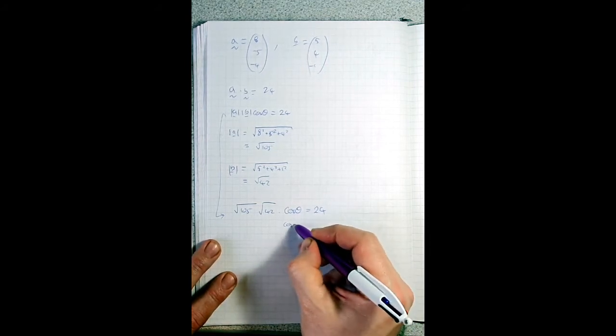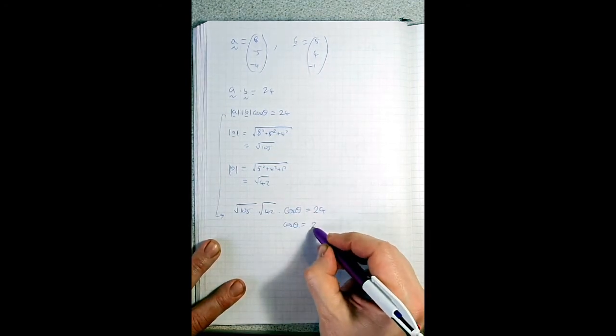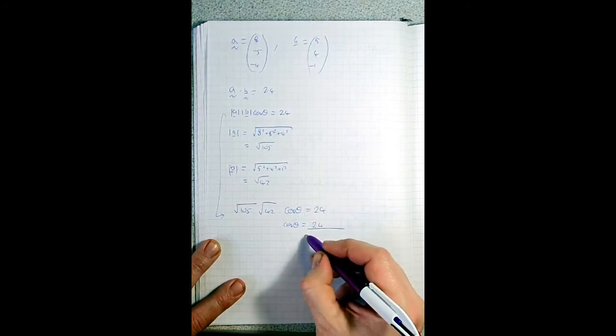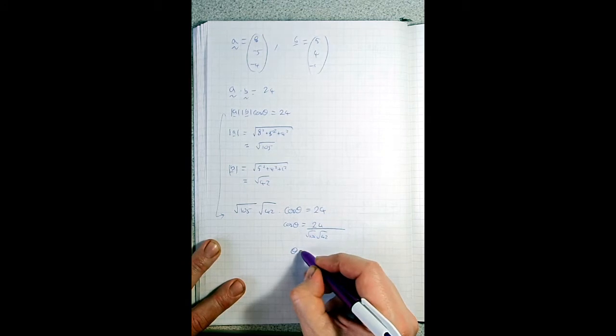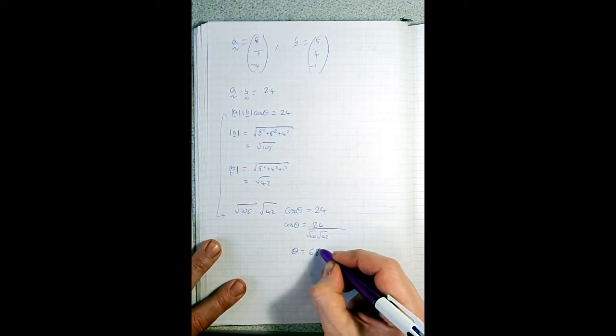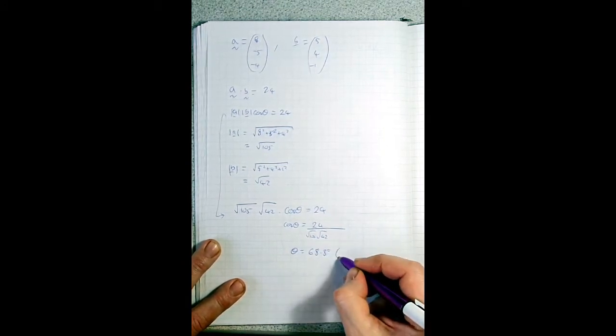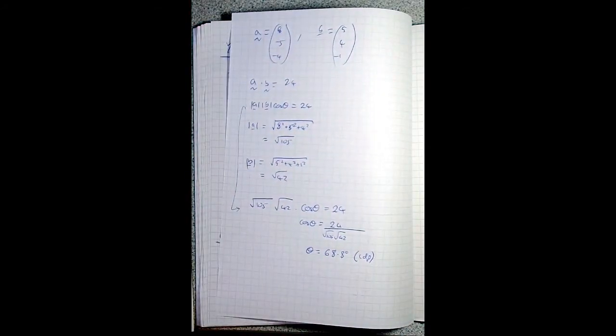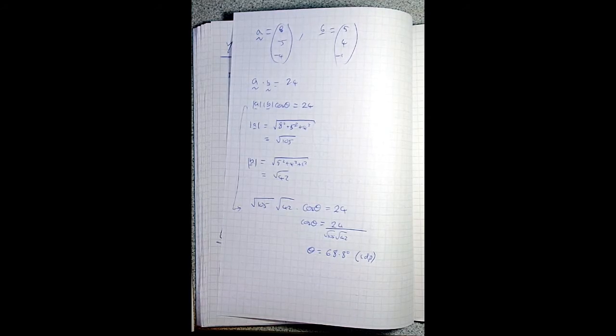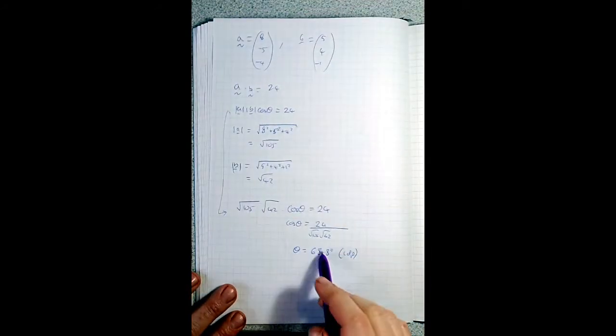So cos theta equals 24 over root 105 root 42. So theta is 68.8 degrees to 1 dp. Now, it didn't ask for the acute angle or the obtuse angle, it just said, tell me the angle. There you go, done.